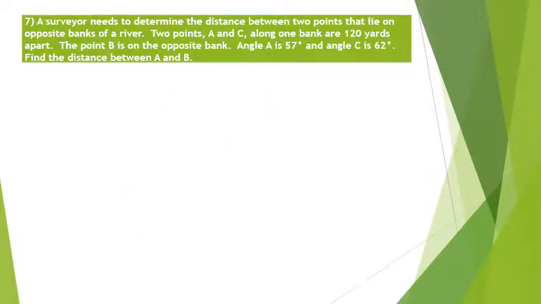Next one, this is the last one. A surveyor needs to determine the distance between 2 points that lie on opposite banks of a river. 2 points A and C along one bank are 120 yards apart. B is on the opposite bank. A is 57, C is 62. Find the distance between A and B.